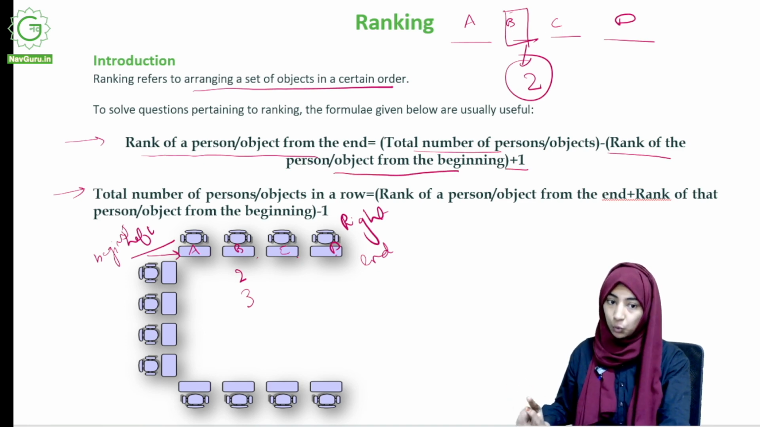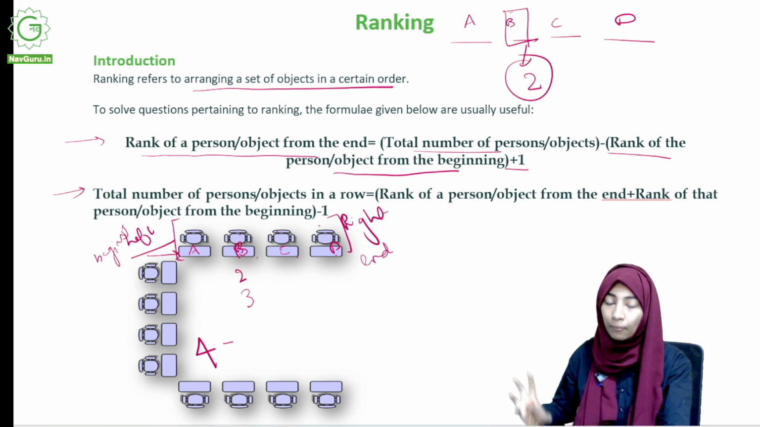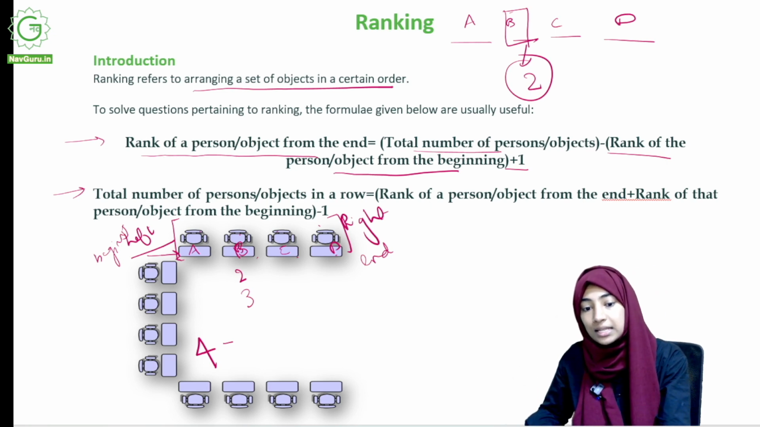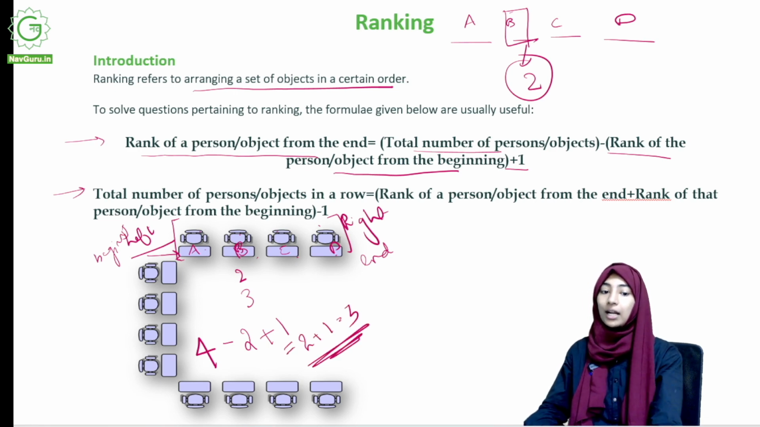I'll take you through this again. Total number of persons. Just see how many people are there in total: 1, 2, 3, 4. So 4 minus the rank of the person from the beginning. What is the rank of B from the beginning? By rank, all we mean here is position. It's 2. Minus 2 plus 1. 4 minus 2 is 2, 2 plus 1 is 3. So 3 is the rank of B from the end.